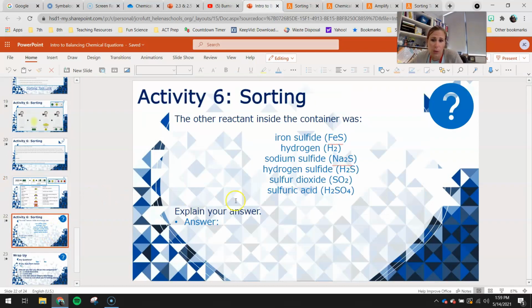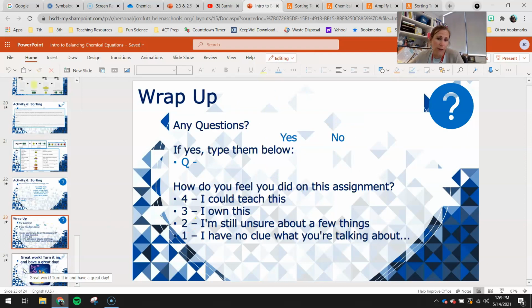And finally, answer this question. The other reactant inside the container was... Use your draw tool to circle the correct answer or your highlighter to highlight the correct answer, and then explain how you reached that conclusion. Finally, do your wrap up for the day. Do you have any questions, yes or no? If yes, type them below, and then 4, 3, 2, 1, how do you think you did?